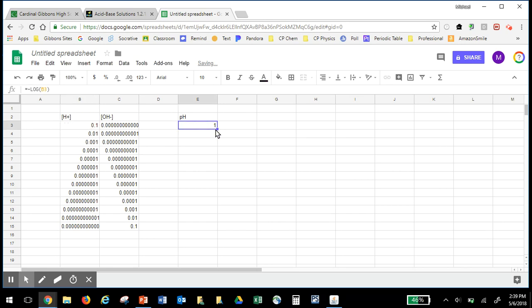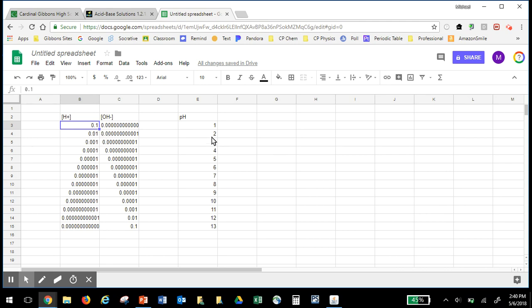And so now we have nice positive numbers, right? 1, 2, 3, 4, 5, nice positive numbers because we define pH as the negative log. So whatever this would be, make it negative. So that's 10 to the minus 1. That means 10 was raised to the power of minus 1. So we just negate that to make it a positive 1.